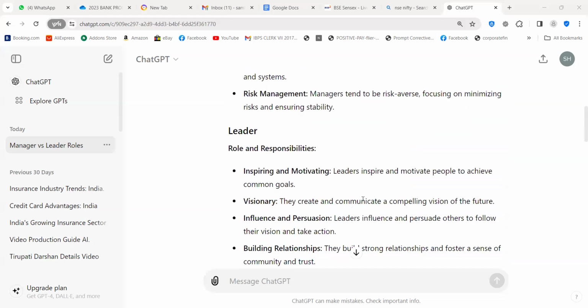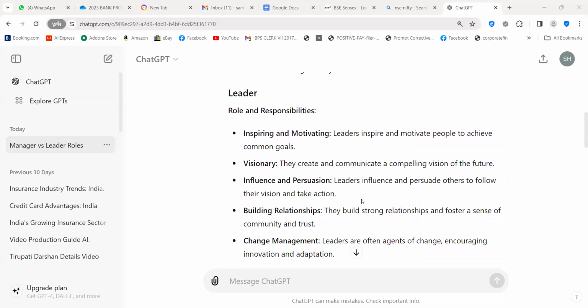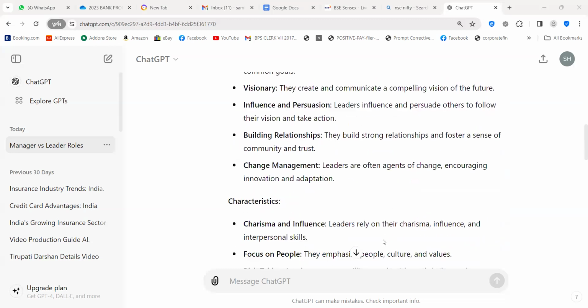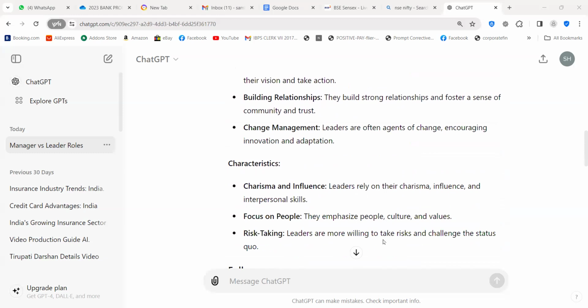Leader, roles and responsibilities. Inspiring and motivating: leaders inspire and motivate people to achieve common goals. Visionary: they create and communicate a compelling vision of the future. Influence and persuasion: leaders influence and persuade others to follow their vision and take action. Building relationships: they build strong relationships and foster a sense of community and trust. Change management: leaders are often agents of change, encouraging innovation and adaptation.